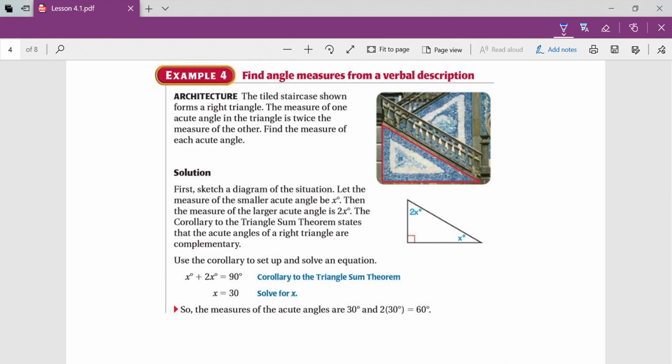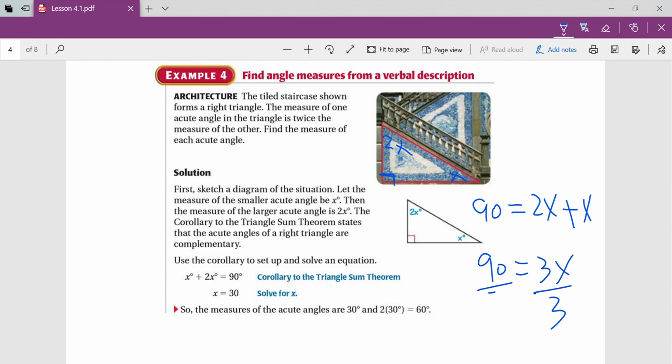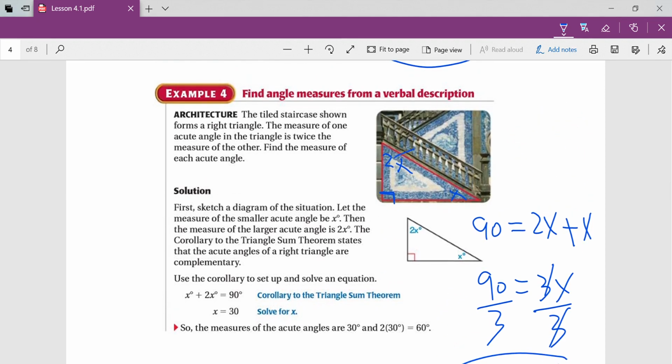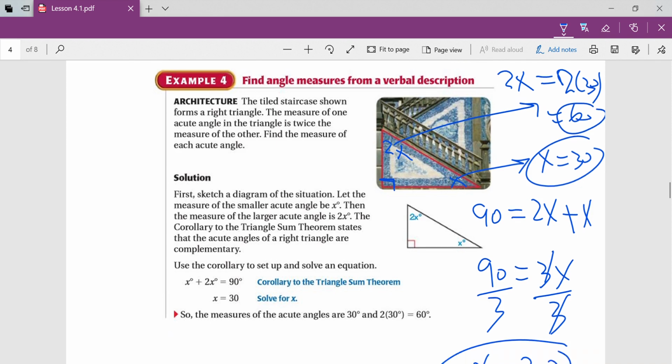We have a triangle in a staircase. Shown forms a right triangle. This one is 90, and one of the angles is 2x, and the other angle is x. So in this case, we say 90 equals 2x plus x. So 90 equals 3x, divided by 3 on both sides. 90 divided by 3 equals x, so x equals 30. If he's looking for an angle, 2x equals 2 times 30, which is 60, and concerning this angle, x equals 30 directly. If you add 60 plus 30, it equals 90.